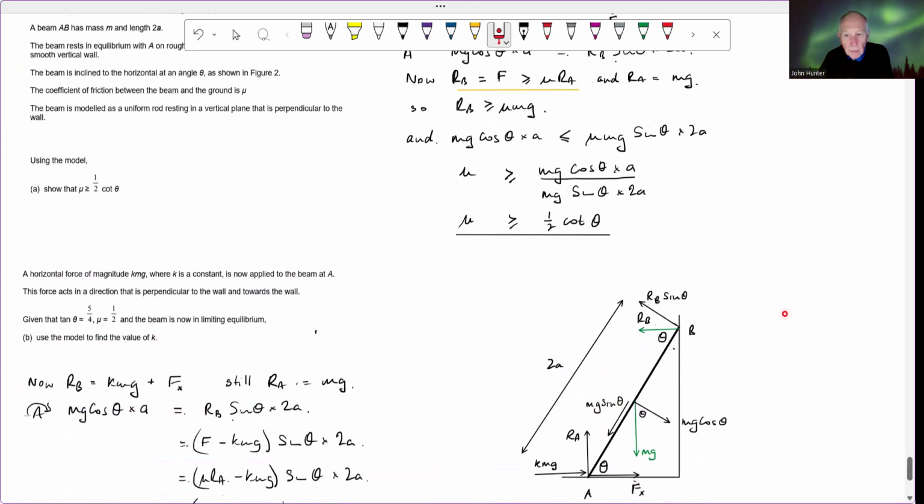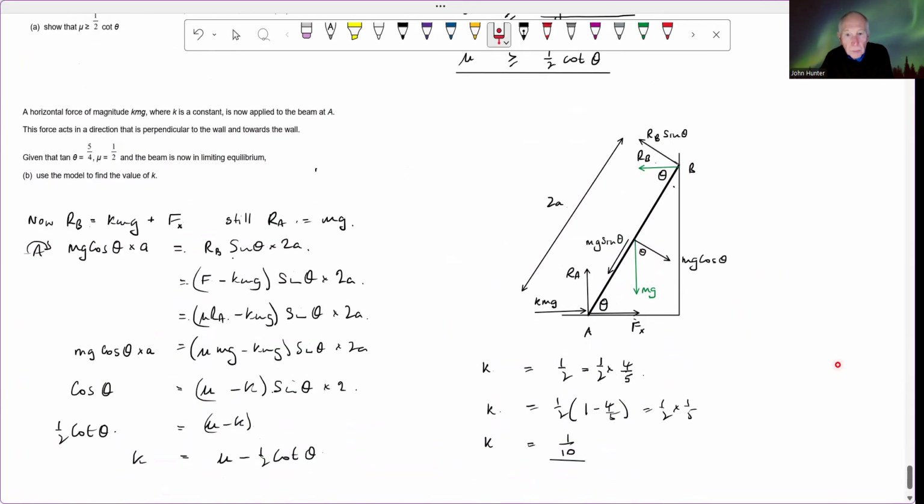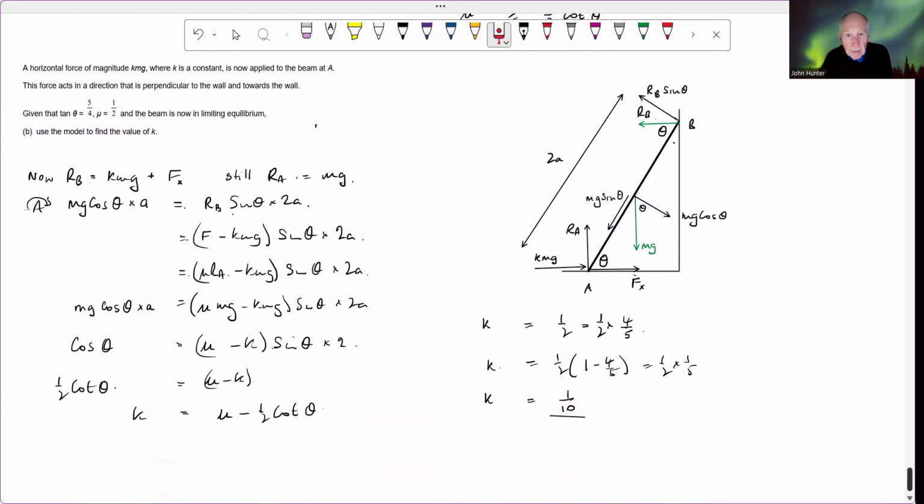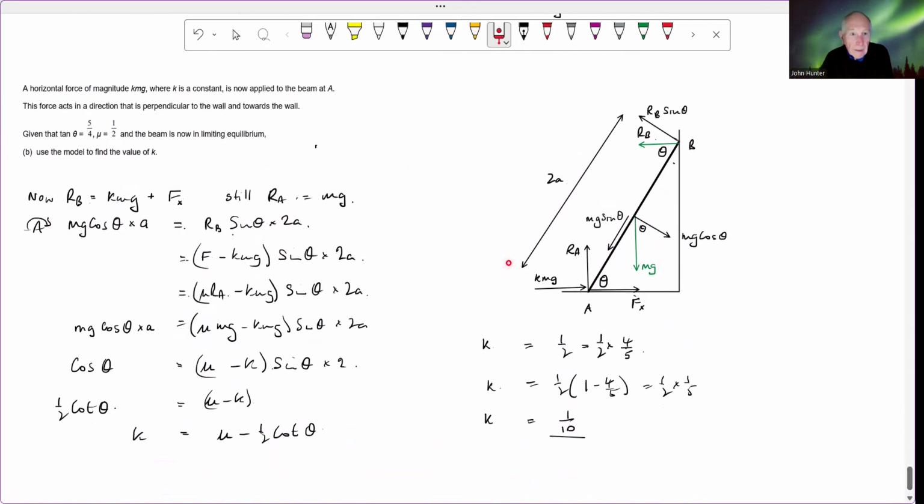Right, okay, we've got a part B. Change the problem slightly in part B. Now a horizontal force of magnitude kmg, where k is a constant, is now applied to the beam at A. Oh, and it's perpendicular to the wall and towards the wall. There we go, in there like that. Given that tan theta equals 5/4, mu equals 1/2, and the beam is now in limiting equilibrium, use the model to find the value of k.